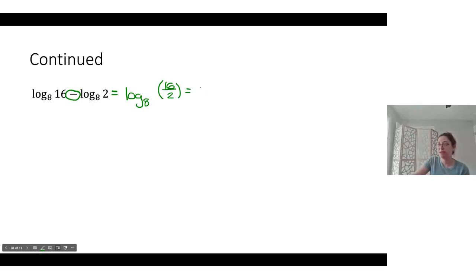16 divided by 2 is 8. So I have log base 8 of 8. The base matches the argument. Base is the same as what's inside. So by our definition, we know that equals 1.